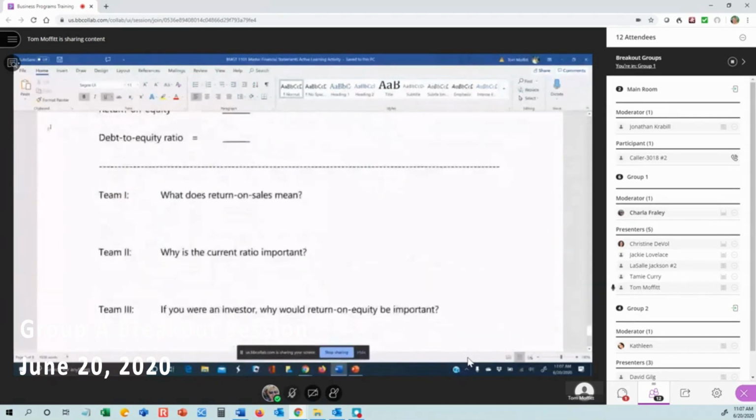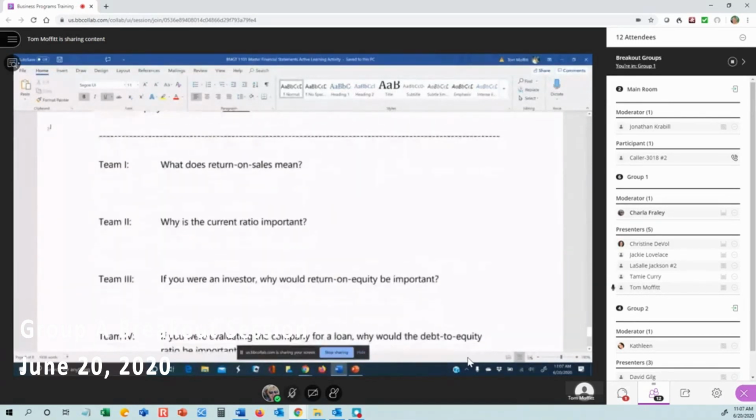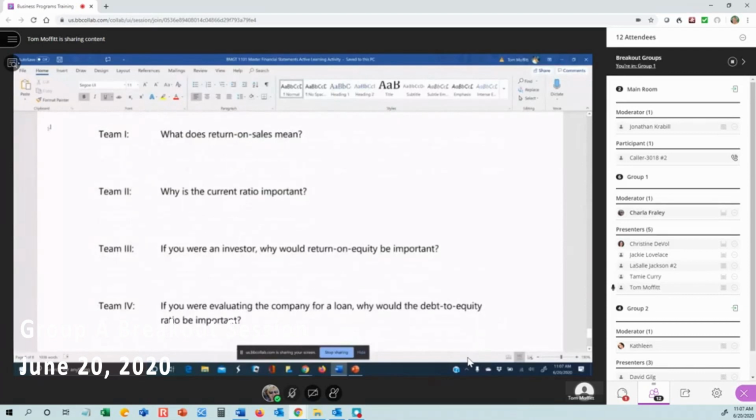The last part of the activity is, again, if I've broken them out into groups, now we come back together and each team will address one of these 4 questions. If you have more than 4 teams, you can have more questions if you want. So that's how that works. And so they share that information with the entire group.